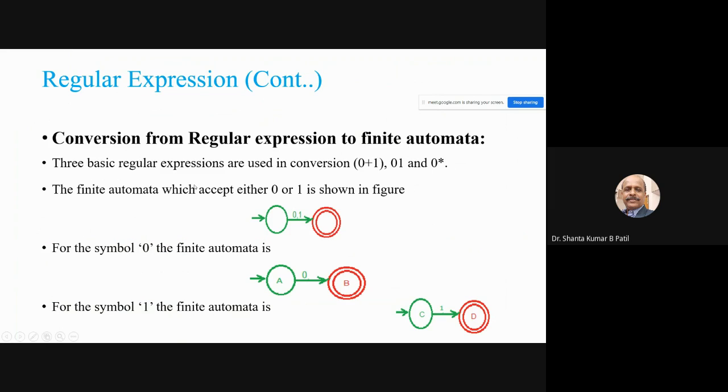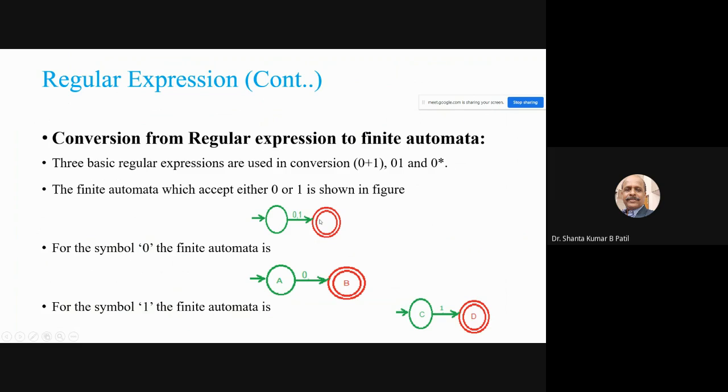So we'll discuss the conversion from regular expression to the finite automata. It uses three rules to convert the regular expression to the finite automata. One is 0 plus 1, second one is the multiplication of zeros and ones, and the third one is the star closure. The finite automata which accepts either 0 or 1 is shown in the figure. Generally, we show the finite automata which accepts 0 and 1 like this, either accepting 0 or 1.